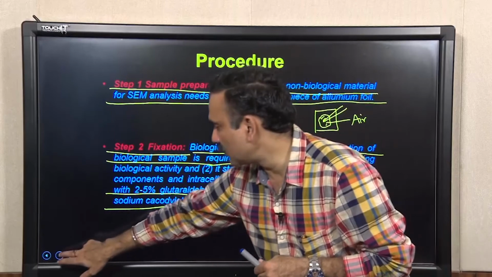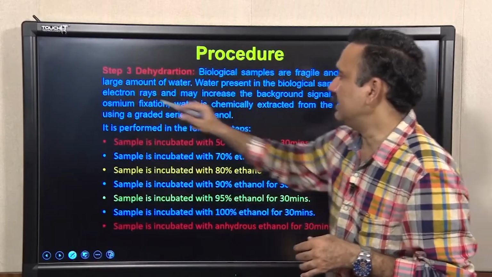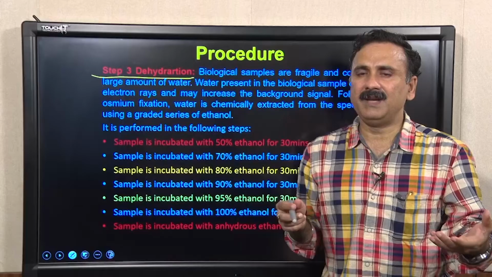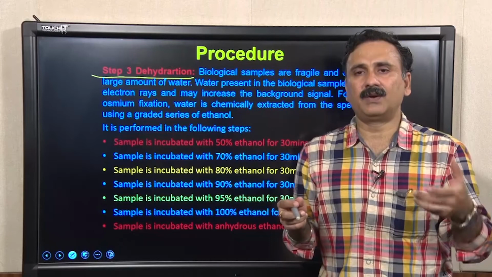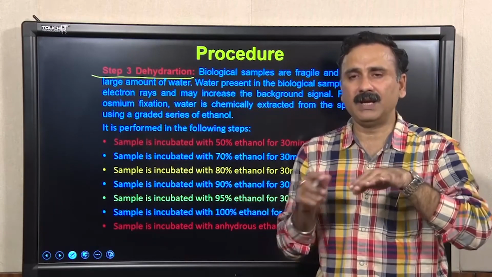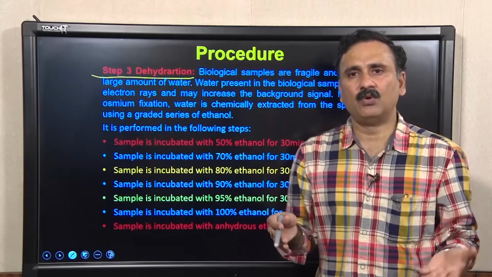So, once the fixation is over, then you have to do the dehydration. The water present inside a biological sample is going to make the sample diffract or scatter the electron beam, and that is how it is going to make the background more and more pronounced.